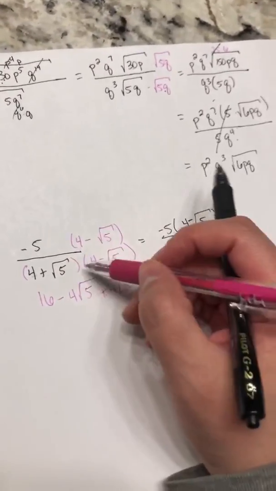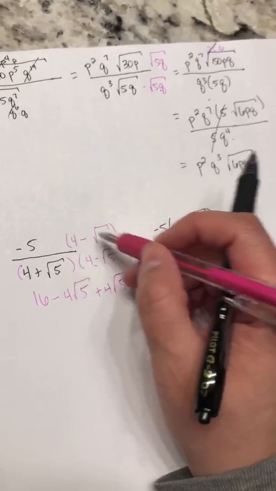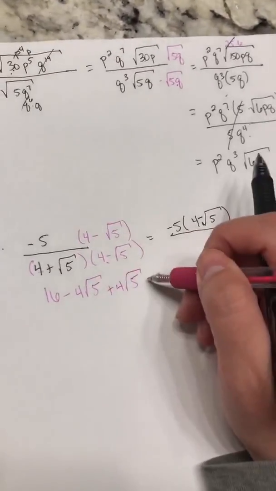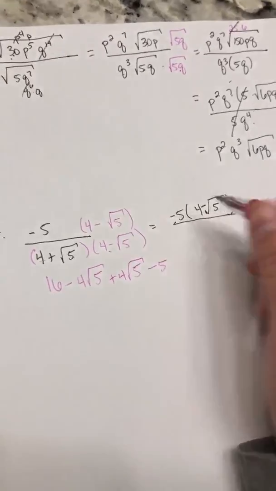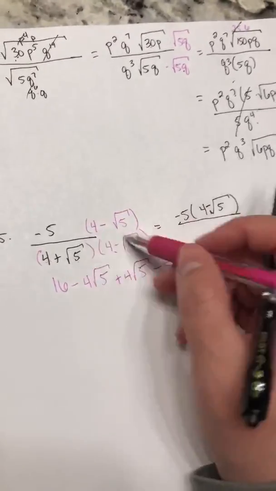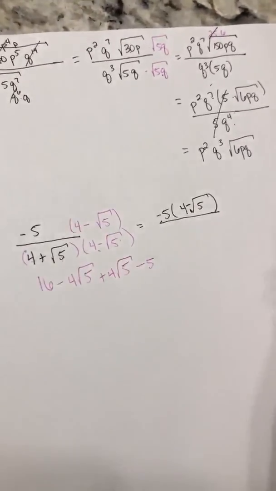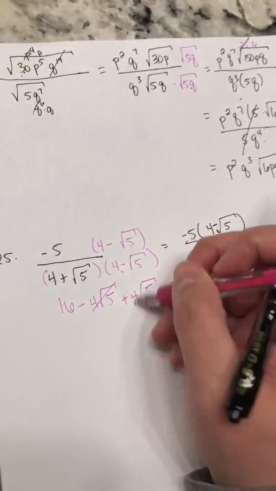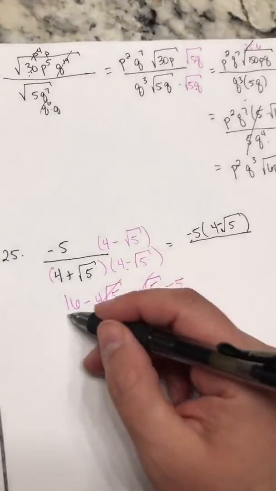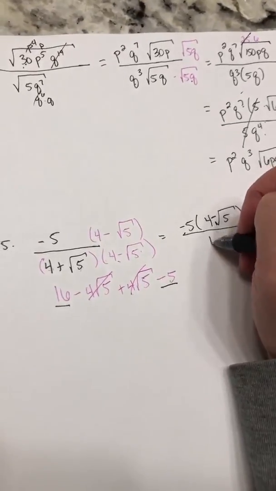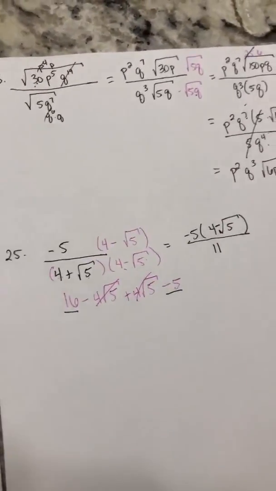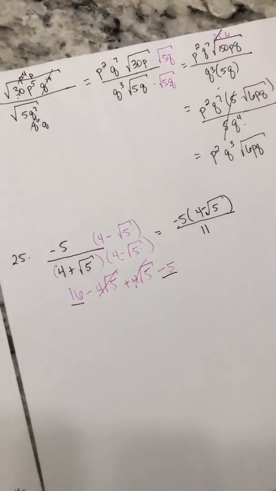If one's plus, you've got to do the minus, or vice versa. And then you've got the square root of 5 times negative square root of 5 is minus the square root of 25, which is 5. Just like we were saying earlier, the square roots basically cancel each other out. So this goes away, and then all you're left with is 16 minus 5. 16 minus 5 is 11. And you're done. You've rationalized the denominator.